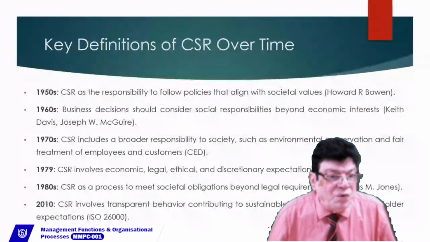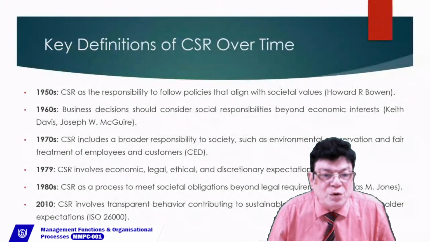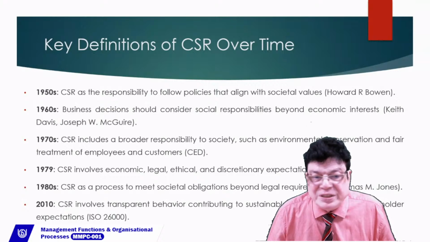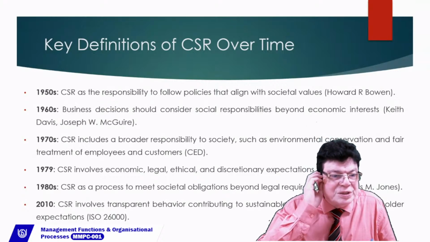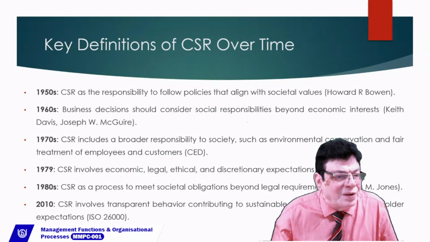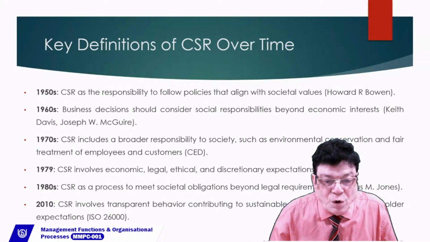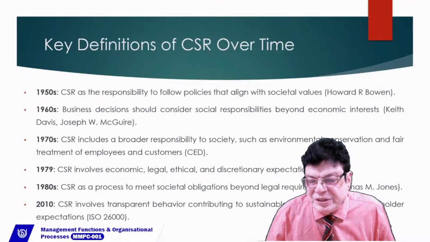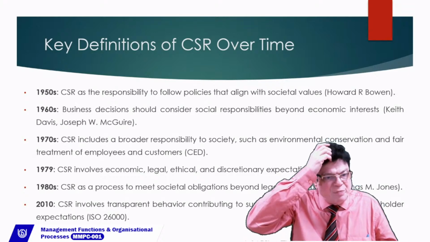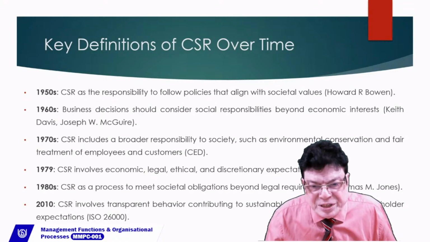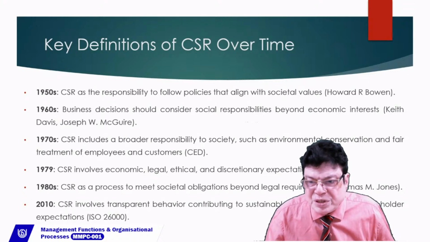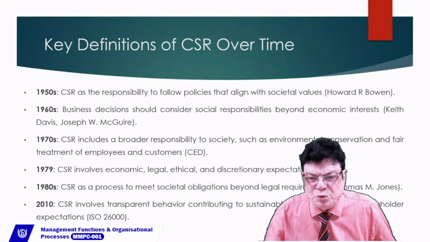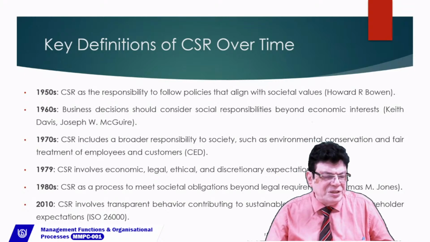Keith Davis and Robert Blomstrom, 1970: CSR includes a broader responsibility to society, such as environmental conservation and fair treatment of employees and customers. 1979, Carroll: CSR involves economic, legal, ethical, and discretionary expectations. 1980, Thomas M. Jones: CSR is a process to meet societal obligations beyond legal requirements. 2010, ISO 26000: CSR involves transparent behavior contributing to sustainable development and stakeholders' expectations.